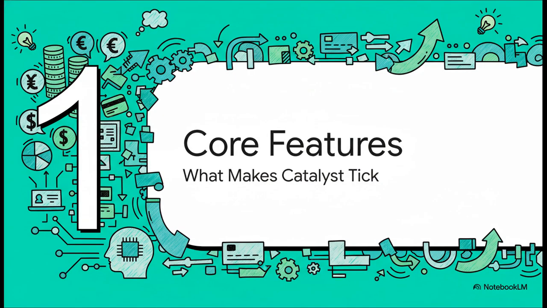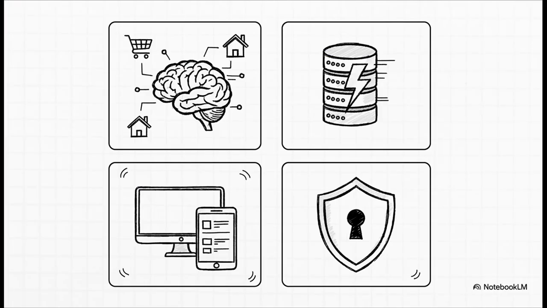All right, so you're probably wondering, how does this whole thing work? Let's dive into the core features, what really makes Catalyst tick. Okay, first up, the star of the show, the AI-powered categorization. This is the brains of the operation. But for that brain to work, you need a solid foundation, right? That's where the high-performance FastAPI backend comes in. All that really means is that it's super fast. You upload your file, and boom, you get your results.